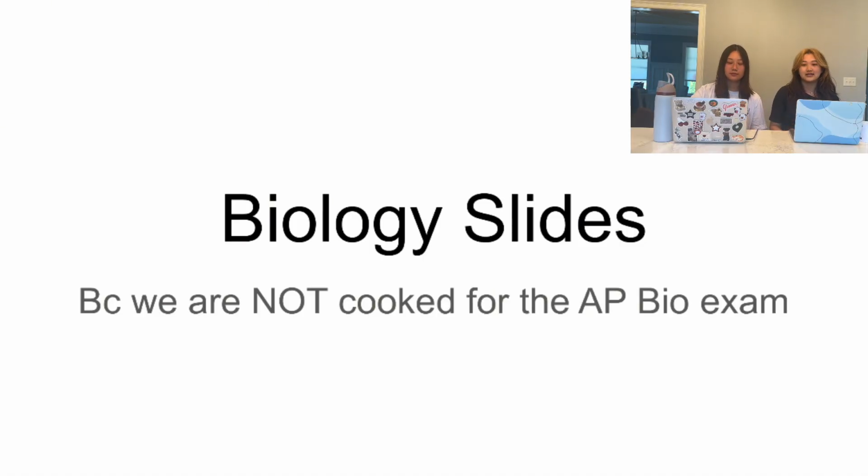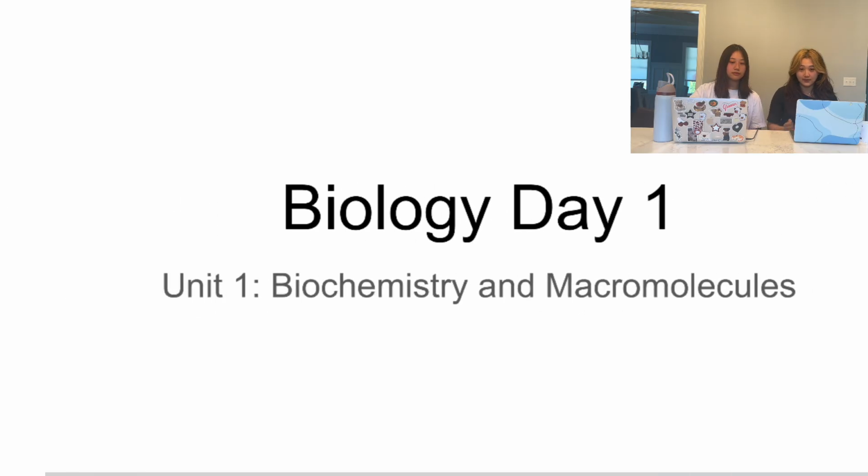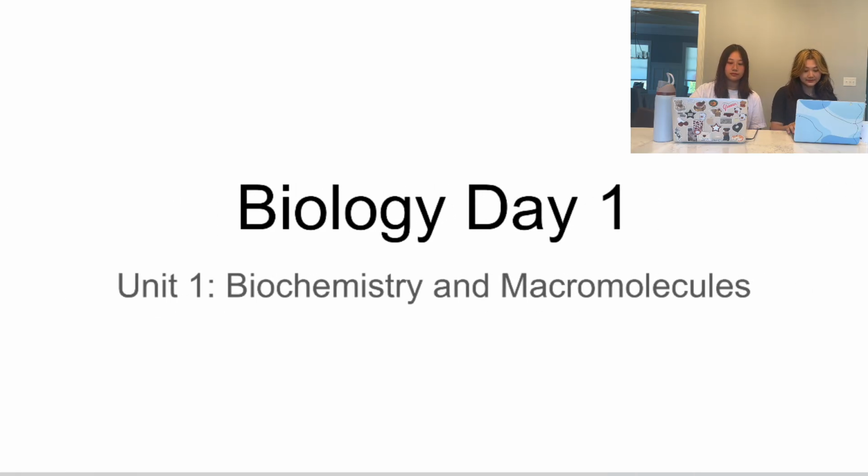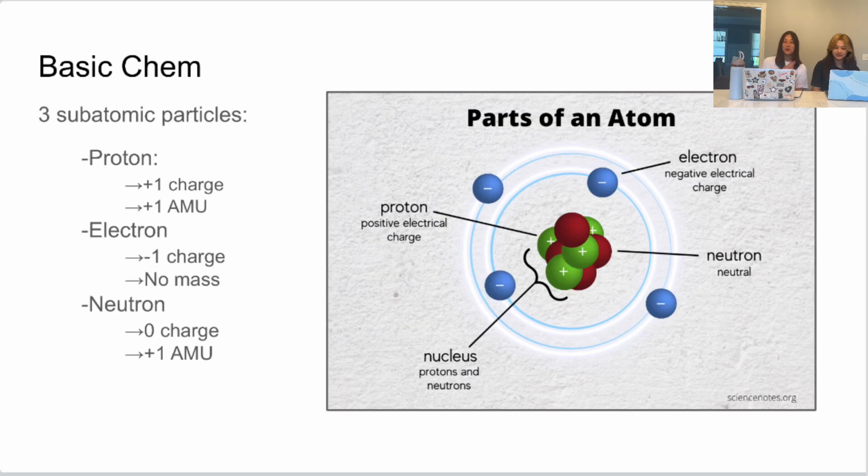Today we're going to be focusing on, as I said, part 1 of Unit 1, which entails the basic chemistry that you need to know for this course. And Grace will start talking about very basic chemistry that you guys need to know for this course. Yes. So the smallest level of organization for what you need to know for bio is an atom. And so in an atom, there are 3 subatomic particles: the proton, the electron, and the neutron.